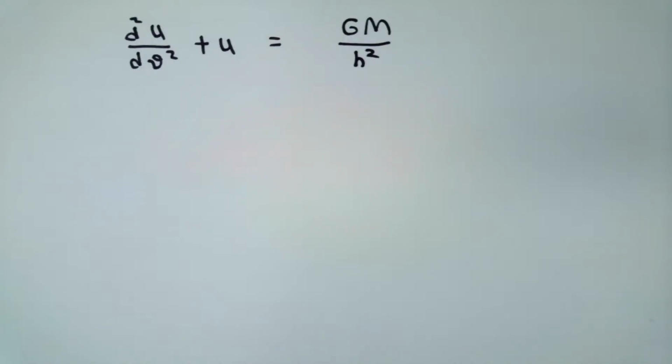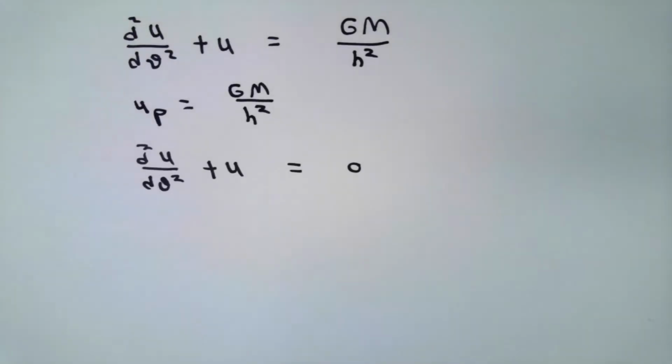In the theory of differential equations, this is an easy equation to solve. All you have to do is to find one particular solution, which in this case will just be GM over h squared. Add to this the general solution of the homogeneous equation, and you'll have the general solution to the original equation.